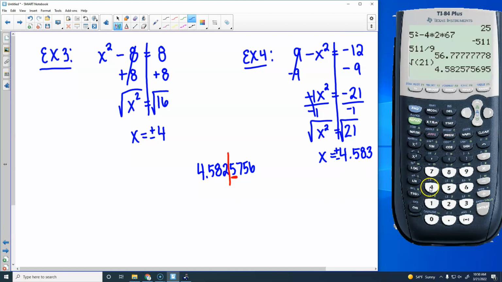Now you'll notice, because I rounded this, if I do 4.583 times 4.583, if I square it, it's actually going to give me like 21.00. That's because I rounded it off. If I took this number right here, the whole thing, and multiplied it by itself, it would give me exactly 21. But because we're rounding, it's going to be just like a hair off there. Okay. Questions? All right. Most of them you're not going to need your calculator for, but there will be some that you need your calculator for.